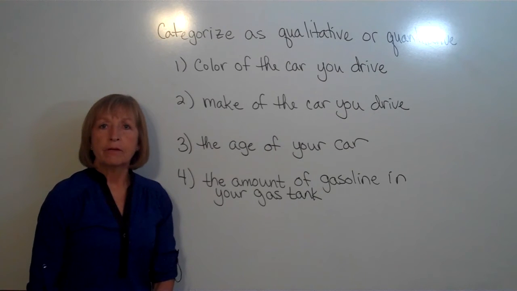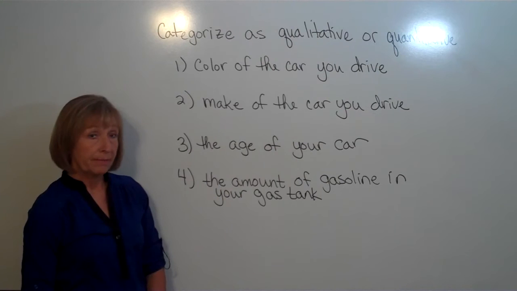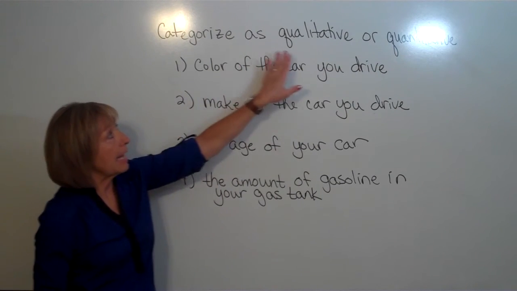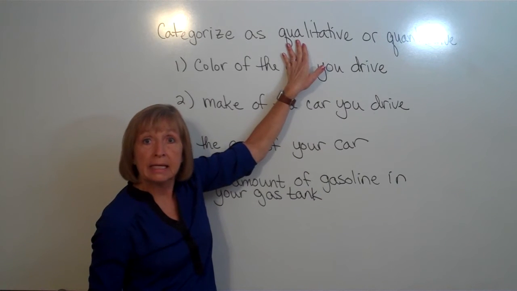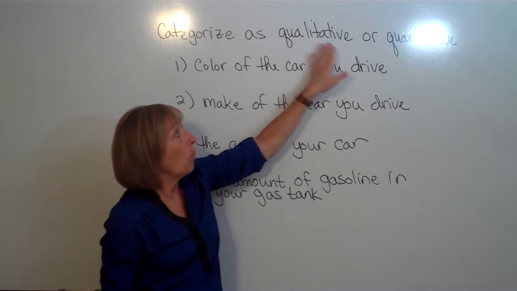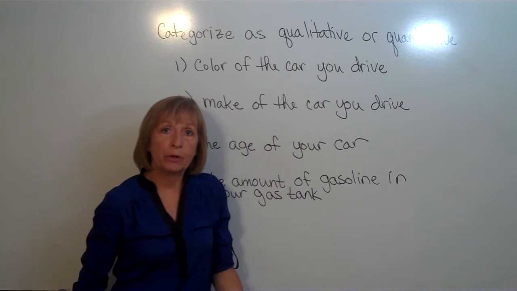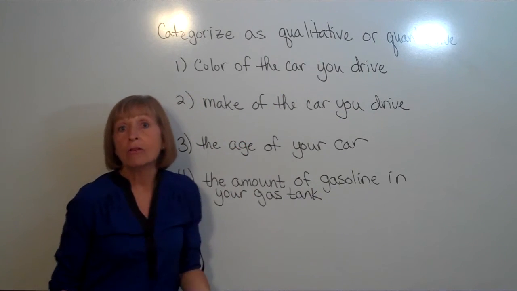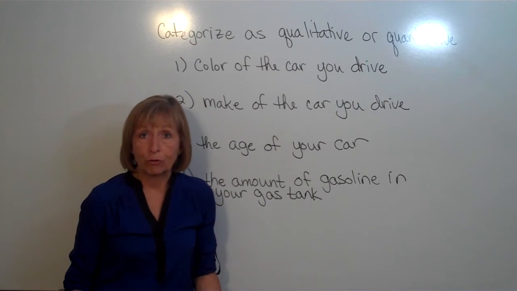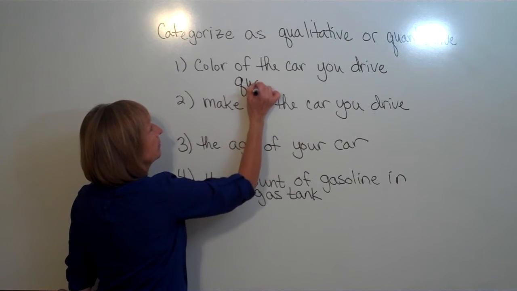Here's another example of identifying the appropriate vocabulary word for the different situations. Here it says categorize it as qualitative. Qualitative, look at that root word, means a quality or an attribute. Or quantitative. Remember, quantitative has the root word quantity, so that is something that has numerical measure. The first one is the color of the car you drive. Well, the color of the car you drive is an attribute about your car. So that is qualitative.